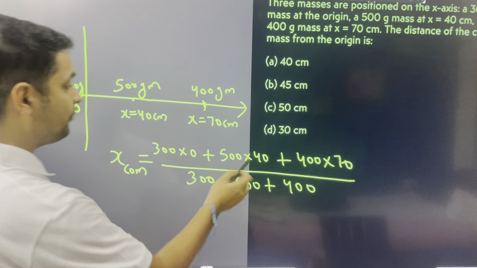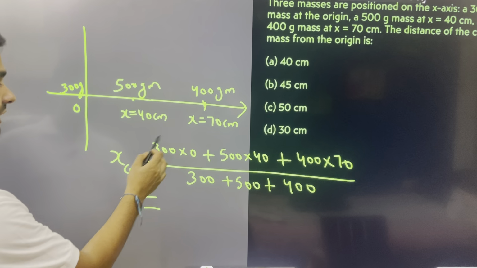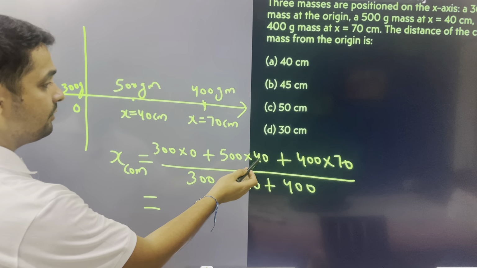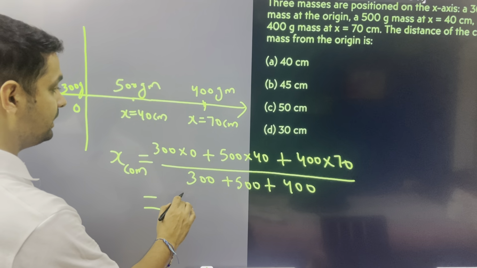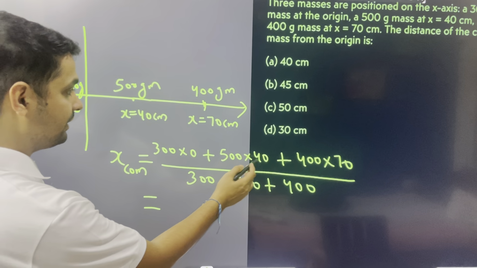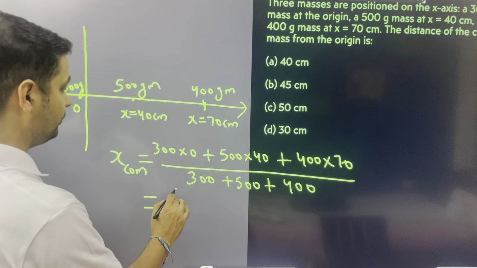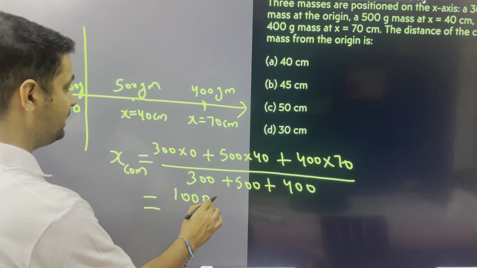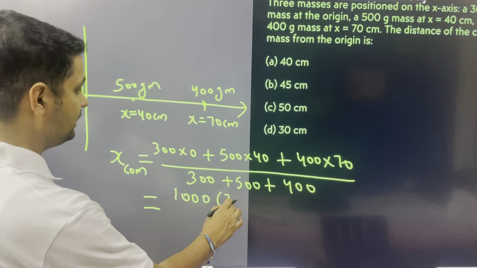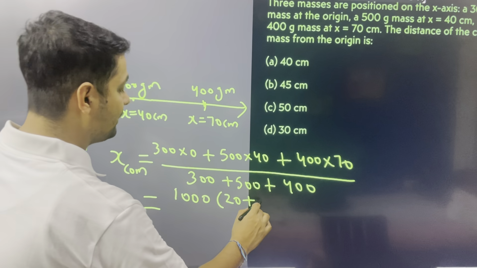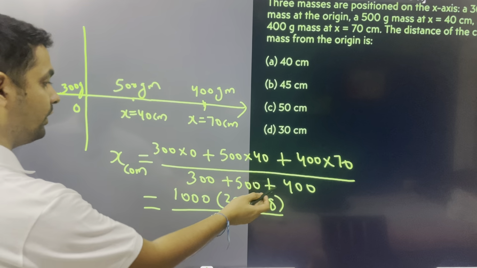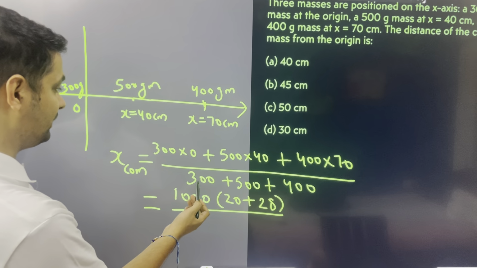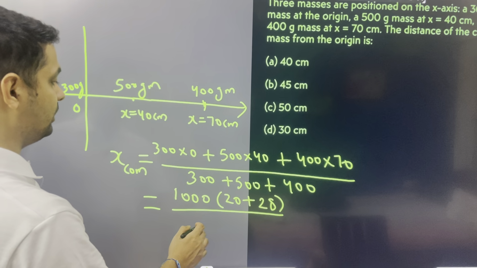Correct? Now finally what will you get? This first term is totally 0, then 500 into 40 plus 400 into 70. Here you can take 1000 common, into 5 into 4, 20, plus 4 into 7, 28. Okay, divided by what? 400 plus 500, 900, 900 plus 300, how much? 1200.